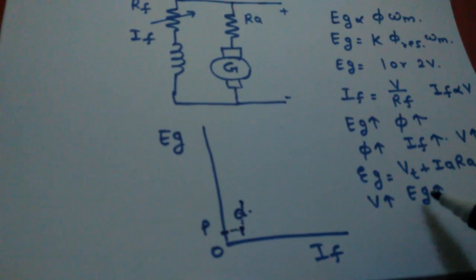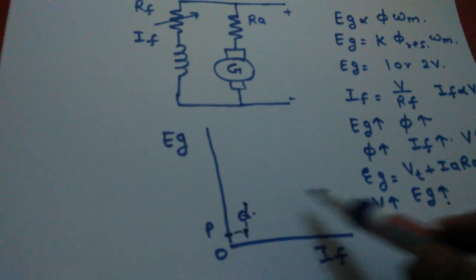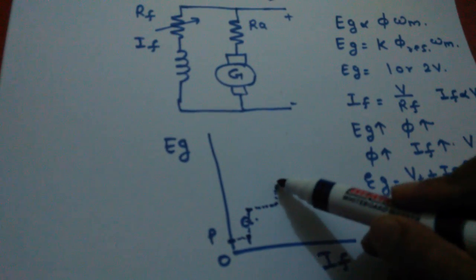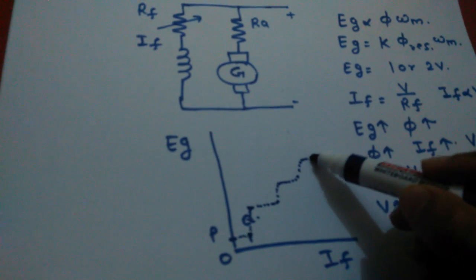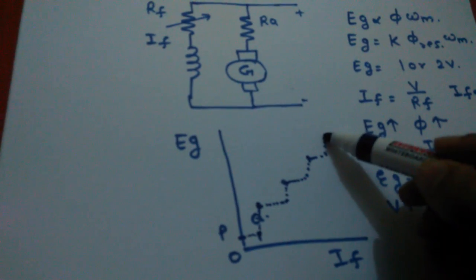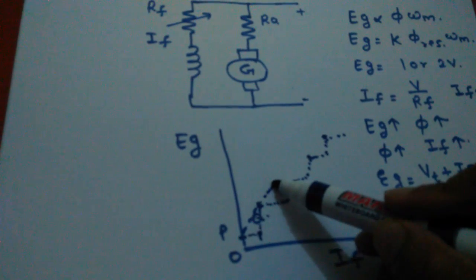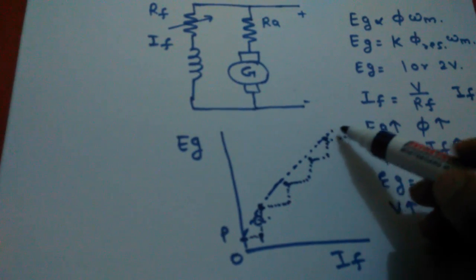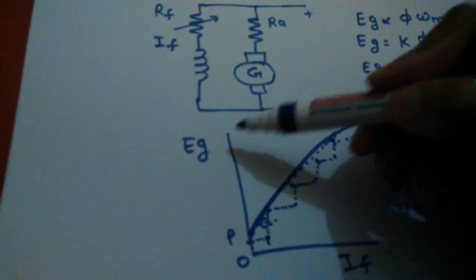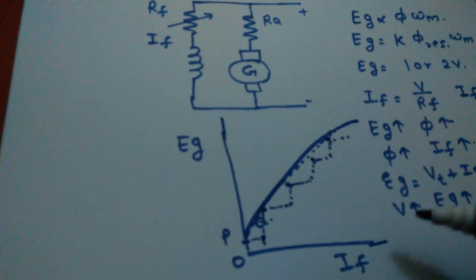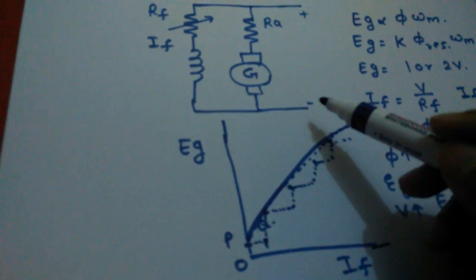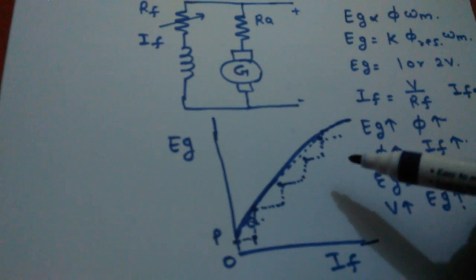Similarly, again Eg is increased, so the field current is increased. That is a cumulative process. We get another point like this, and the same type of point we will get here. These are the points which we get from these characteristics, and when we join them, we will get a curve like this, and that is called the voltage buildup phenomena characteristic of a DC shunt generator or self-excited DC generator.